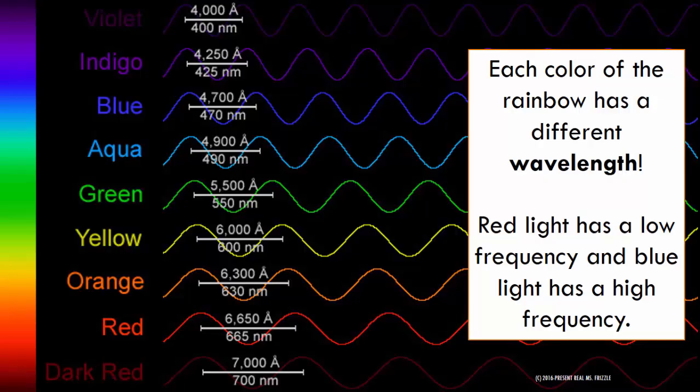Light has different wavelengths, and those different wavelengths determine what color we see. So the two that I'm really going to focus on today are red and blue. And if you notice, they are on opposite ends of this spectrum right here. Red has a pretty long wavelength, and blue is pretty short. Okay?